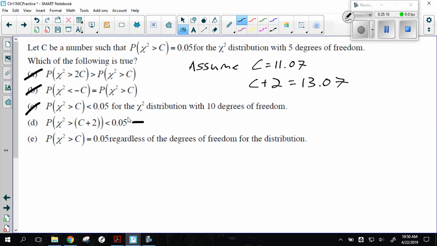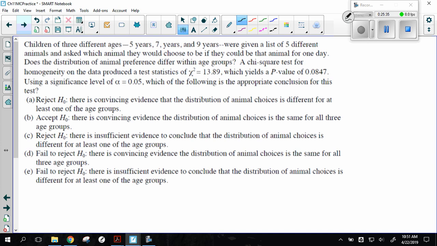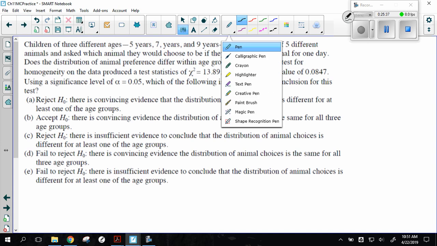The probability is greater than 0.05 regardless of the degrees of freedom. We have already determined from the work we did on all the other options that that is not true. So we go with D. And then we follow up with one last problem, or finish up, I should say.